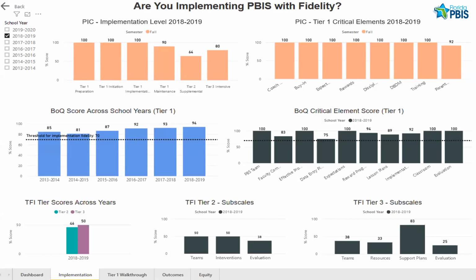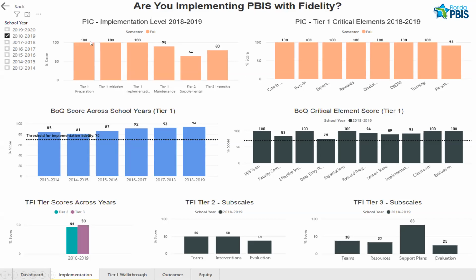Going further into the fidelity piece, schools have the option to dig deeper into their fidelity data. Rather than simply looking at a BOQ score, they can look at the different elements of the BOQ. Here in this middle graph to the right, you can see the critical elements for the BOQ. The dotted line indicates a minimum expectation. And this is an example of a school that right now has a healthy Tier 1 as far as their fidelity goes.